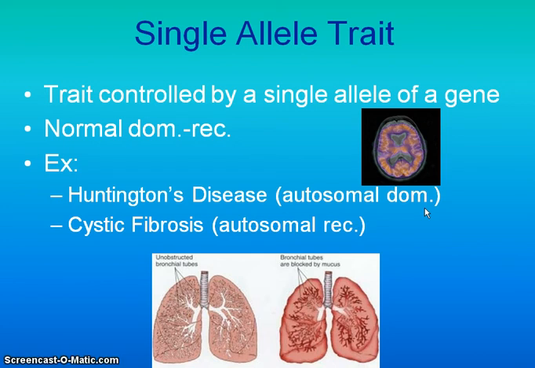Huntington's is a degenerative brain disorder, and one of the issues with this is that a lot of times people don't start developing symptoms until like late 30s, early 40s, and by then a lot of times they have already had children, so they might have passed that trait on to their children without necessarily knowing it.